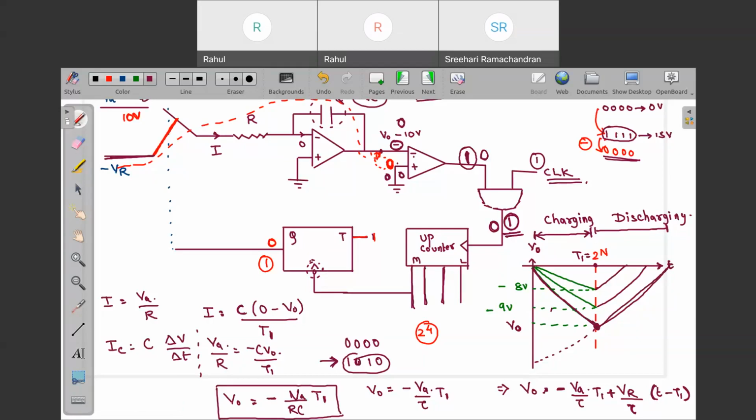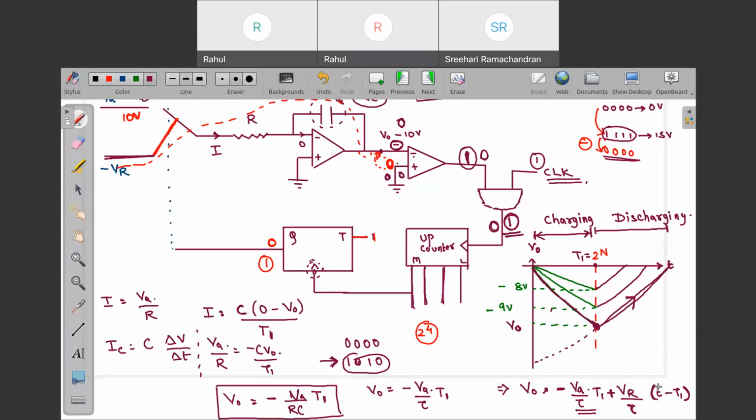See very carefully what I am telling. Initially you are at this point, so I have written the initial value. And this slope is your increasing slope. How much value can you go? You can go up till minus Vr. So Vr by tau. Why this tau? Because this is the time constant of this RC circuit.